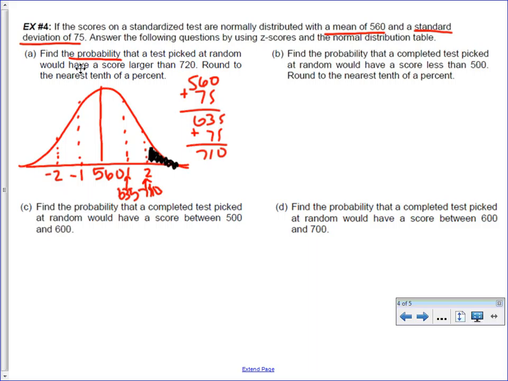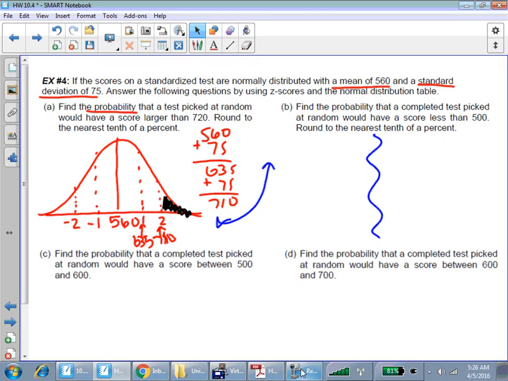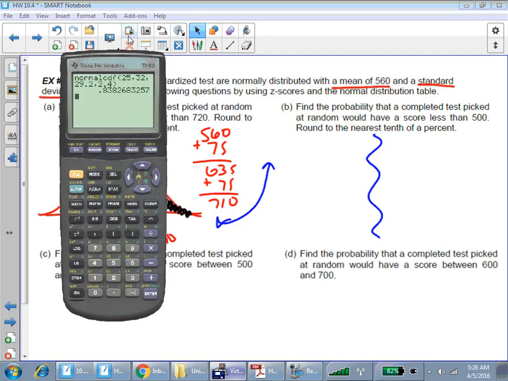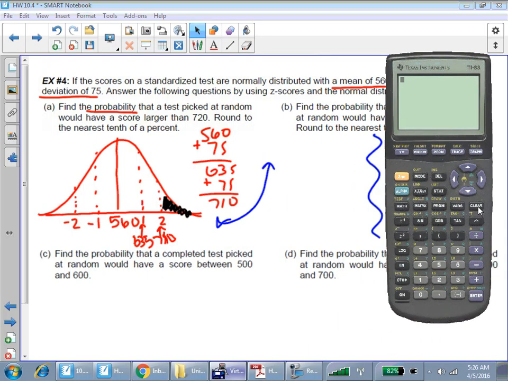So I'm just going to write my work right over here for this problem, and I'll take up less space for B. Okay, so I am going to go to second vars. I'm going to pull out my calculator here. Okay, so it's over here. I'm going to go to second vars. I'm going to go to my normal CDF, not PDF. And I am going to put in my information. So remember, it was lower bound, comma, upper bound.